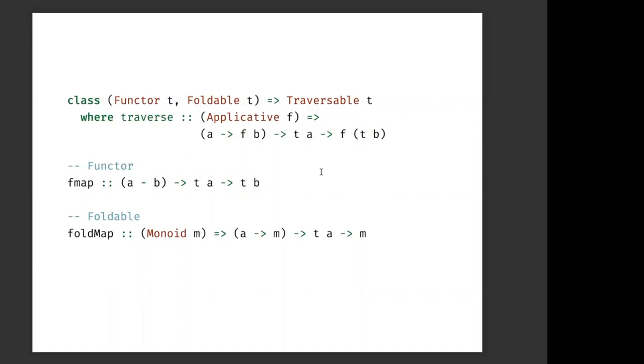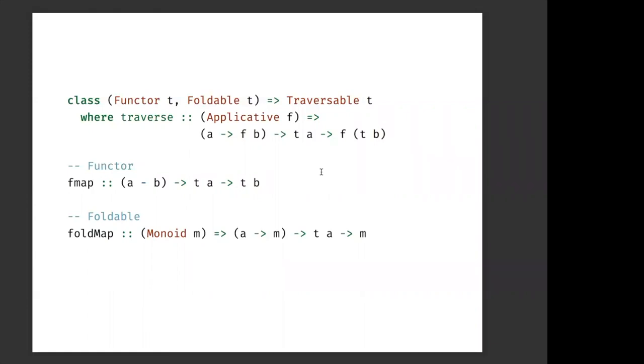So if you have a traversable of T, then you know that based on what we just talked about, you can get a valid functor instance for T and a valid foldable for T. Oh, yeah. Okay. Never mind. Sorry. So what's the difference with the functor?